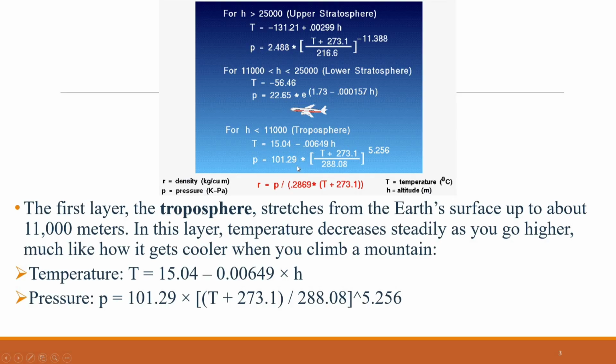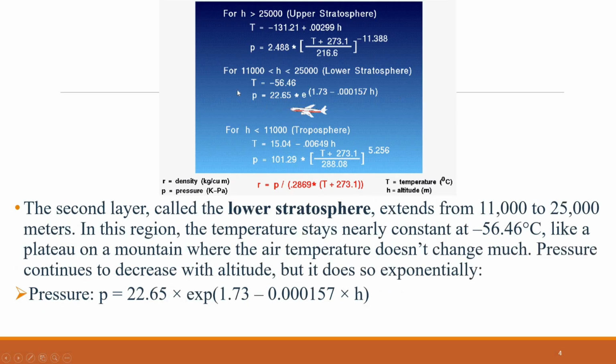Pressure continues to decrease with altitude and can be calculated as 101.29 kilopascals, multiplied by the ratio of the temperature at that height, plus 273.1, divided by 288.08, and this whole ratio raised to the power of 5.256.